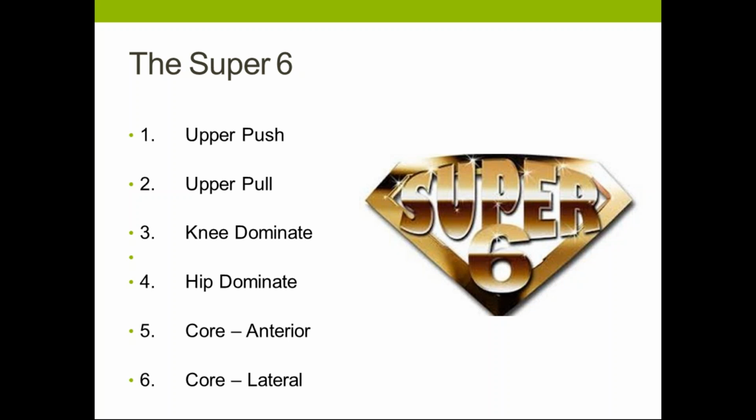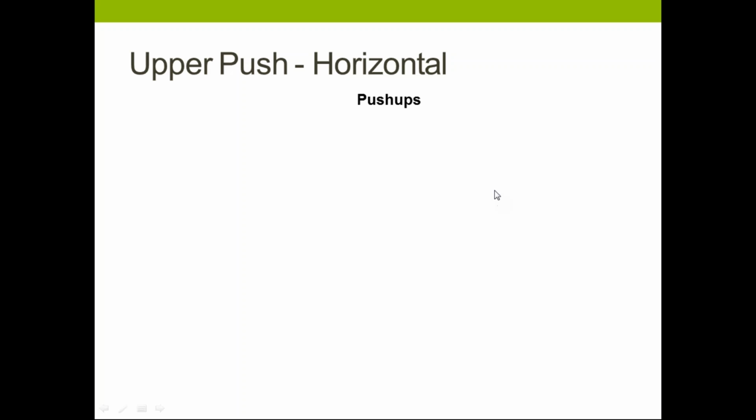So we're going to go over some examples now, and I'm having you guys participate a little bit and help me out, and maybe have some ideas on what you guys have used in the past as well. Okay. So we're looking at our upper push horizontal. Our primary movement right now is going to be a push-up. Okay. So let's say someone cannot do a body weight push-up. What would you guys have them do as a regression option?